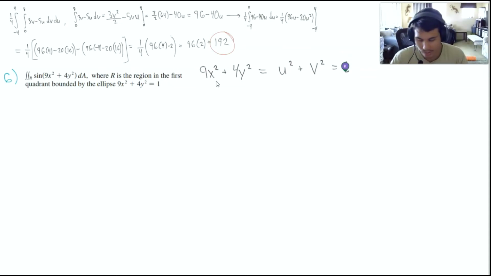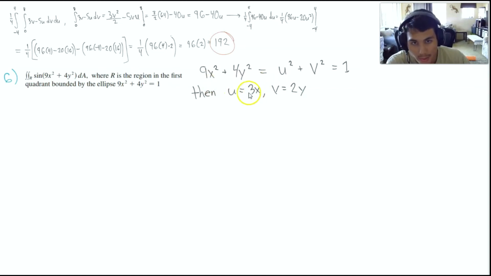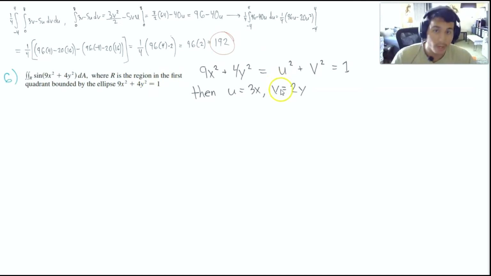I'm finding the bound first here. Then u has to be equal to 3x, and v has to be equal to 2y. Right? Let's just check. If u was squared here, it would be 9x squared. And if v was squared, it would be 4y squared, which is exactly what we want. There we go. We found our transformation equations. We have transformed from the x and y into the u and v.